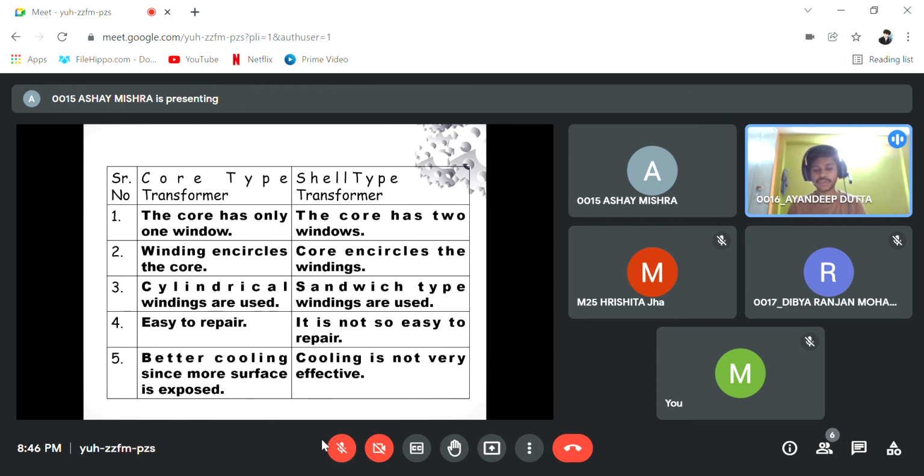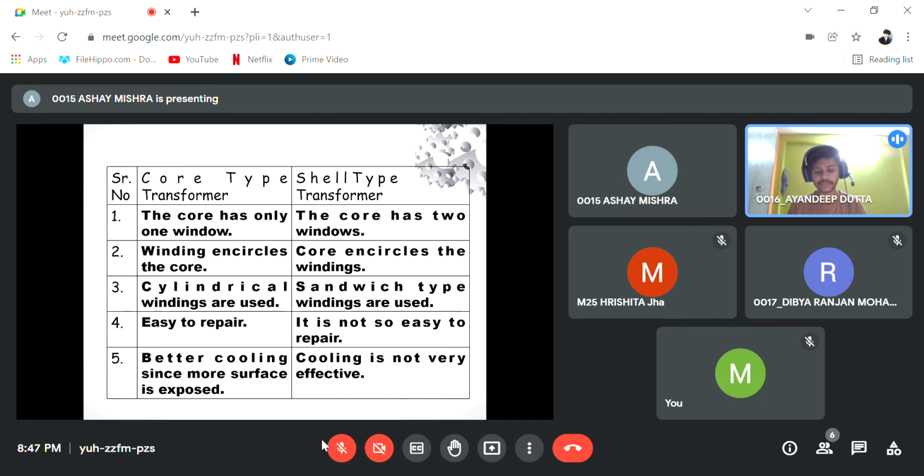So, a window is the vacant part of the core. A core type transformer has only one window, whereas a shell type transformer has two windows. In core type, the winding encircles the core, but in shell type, the core encircles the winding. In core type transformers, the windings are separate and cylindrical windings are used, whereas in shell type transformers, windings overlap and sandwich type winding is used.